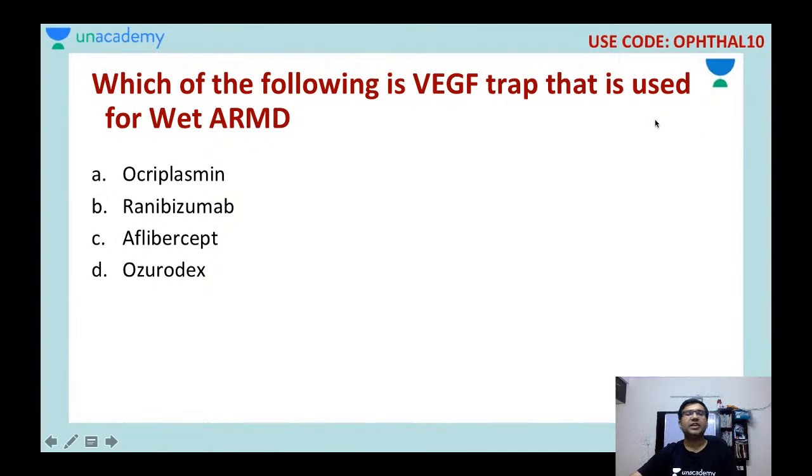Okay, chalo. Let's move to the next question. The next question is, which of the following is the VEGF trap that is used for wet ARMD? Your options are ocriplasmin, ranibizumab, aflibercept or Ozurdex. Try to answer.